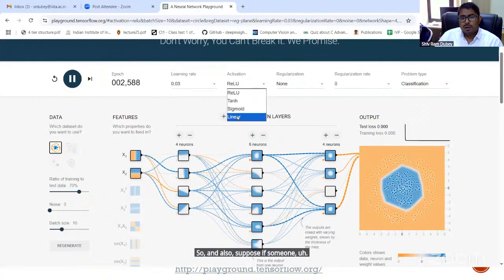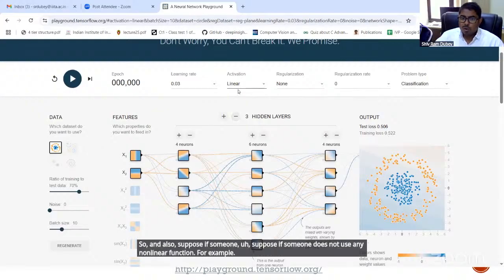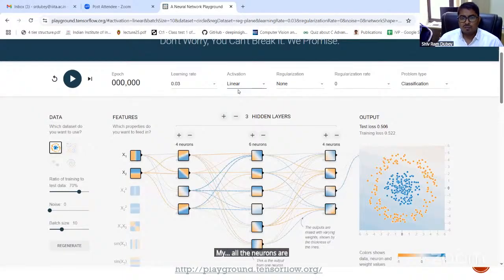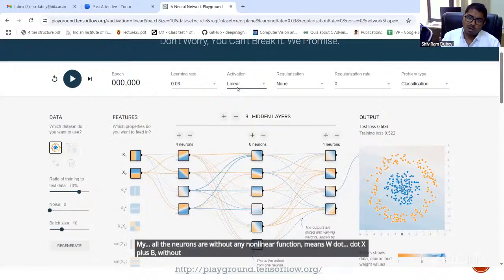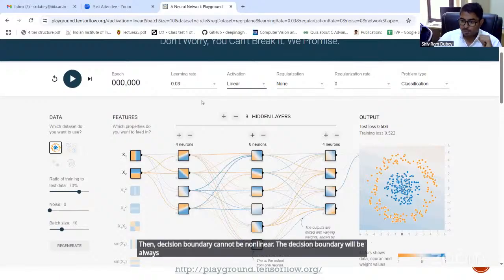And also, suppose someone does not use any nonlinear function. For example, all the neurons are without any nonlinear function, meaning w dot x plus b is given directly as the input to the next layer without passing through any nonlinear function. Then what happens? In that case, the decision boundary cannot be nonlinear. The decision boundary will always be linear, like a hyperplane, like a line. And if we have such a decision boundary, then this type of problem cannot be solved.